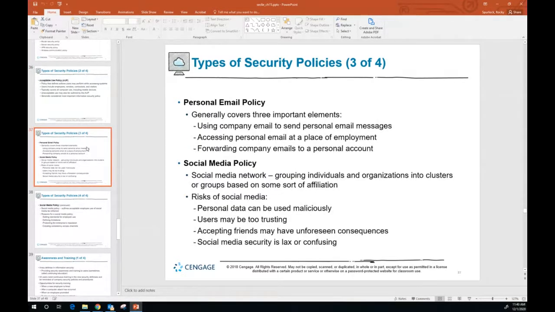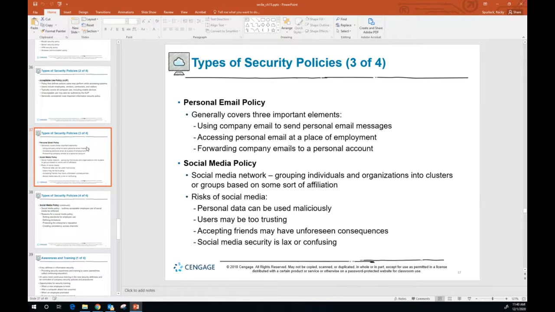You may also see some other types of policies, such as the personal email policy, which generally covers how a company email, use a company email to send personal email messages, accessing personal emails at your place of employment, or forwarding company emails to a personal account.